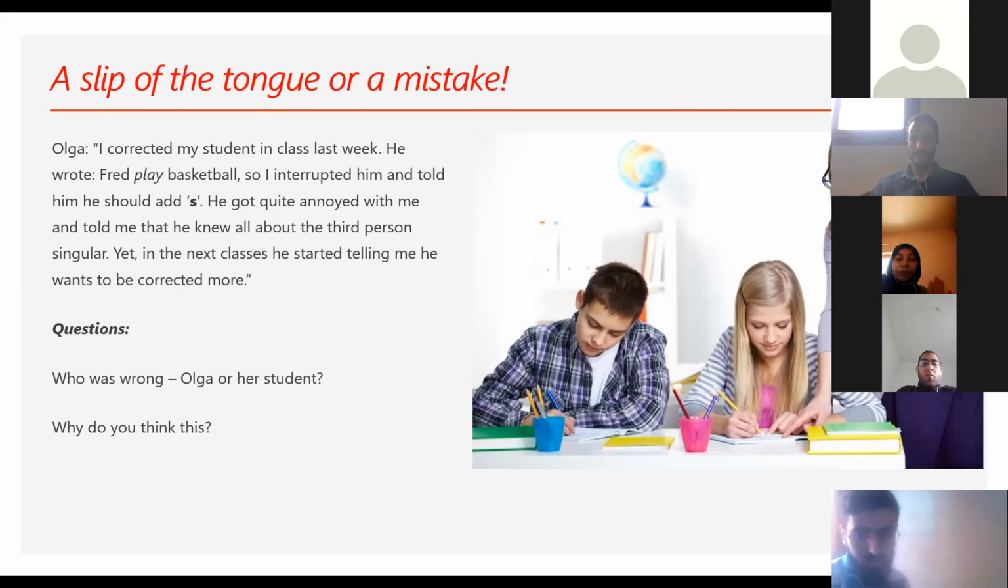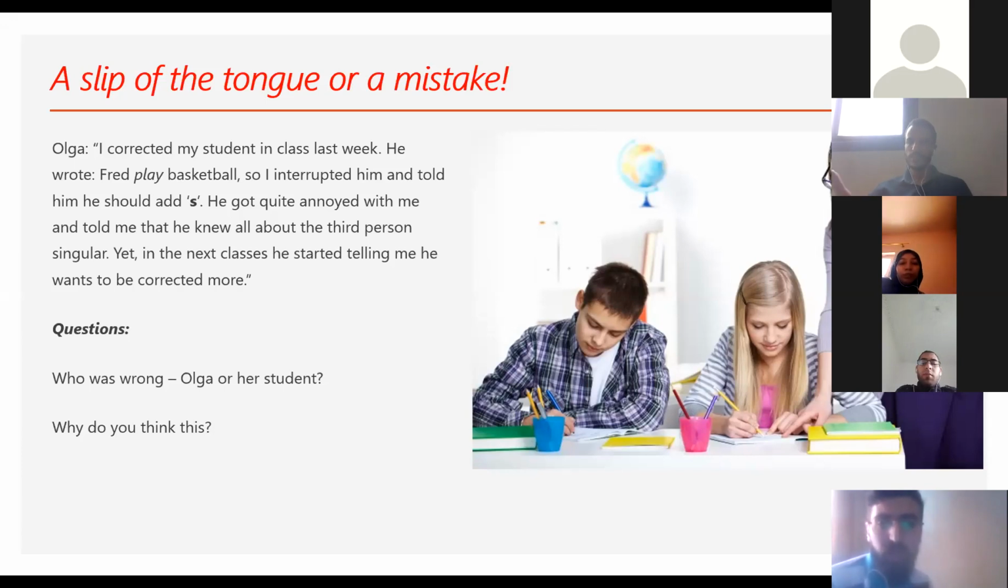So I think Olga is right here because it's an accuracy activity. So in an accuracy activity, the teacher should explain the mistakes of their students and correct them, especially if they are in a grammar lesson. Interesting. Good. Adil.